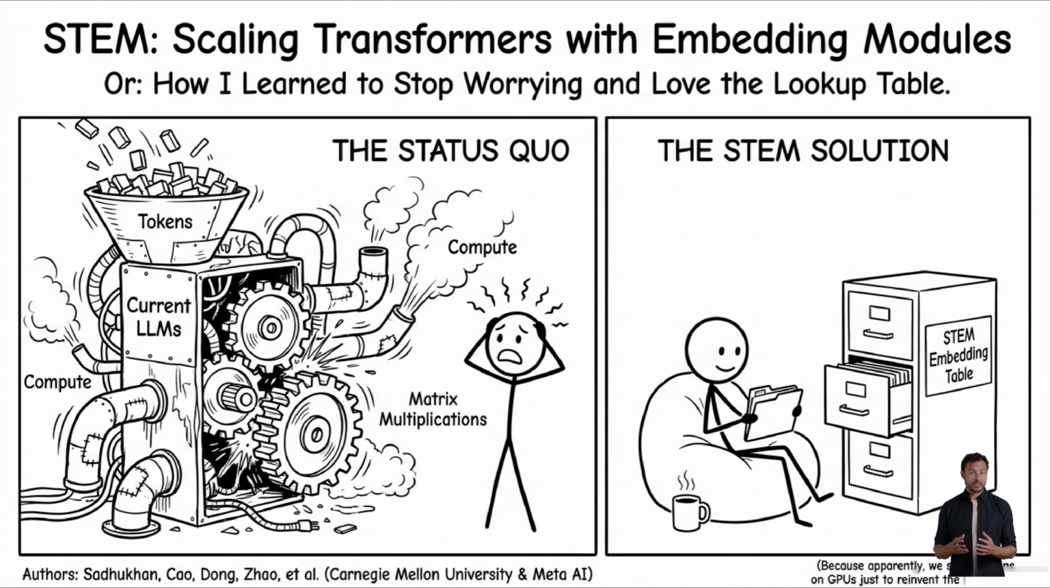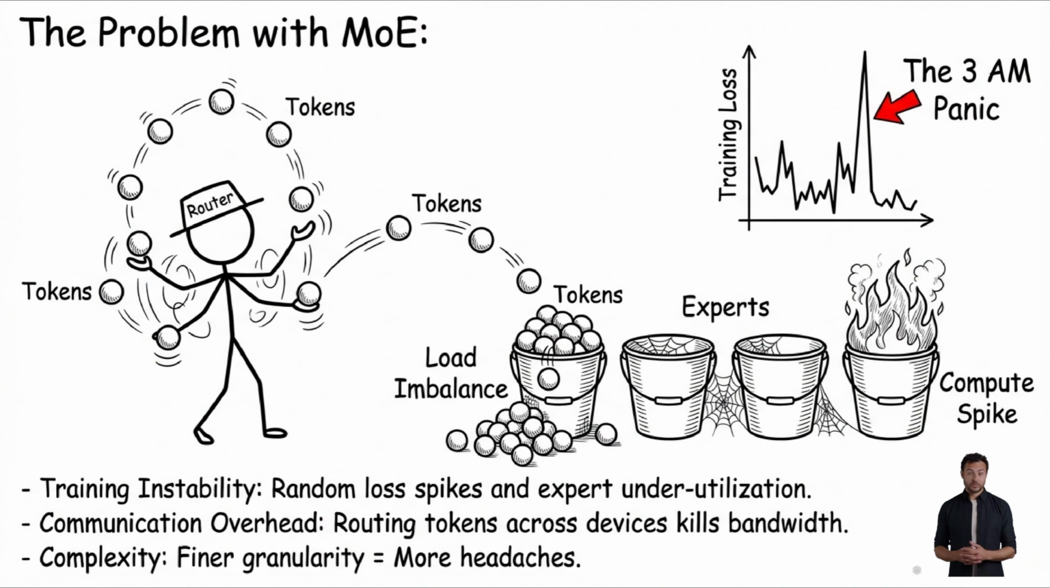The phrase, the STEM solution, is setting up STEM as a concrete replacement inside the transformer architecture, not a training time hack or a new optimizer trick. Conceptually, it is about swapping heavy matrix multiply work for a token-indexed embedding lookup. And this is what is shown in the paper by authors like Sadhukhan, Cao, Dong, Zhao, and collaborators from Carnegie Mellon University and Meta AI.